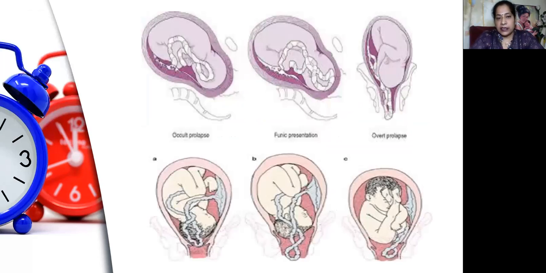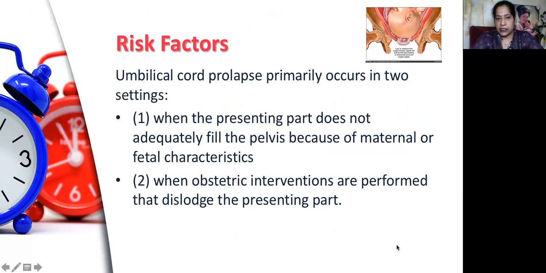As you can see in these pictures, it is very clear. This is an overt cord prolapse. This is a cord presentation. This could be occult cord prolapse. This is a cord prolapse in a breech presentation. Now the risk factors. It primarily occurs in two settings.